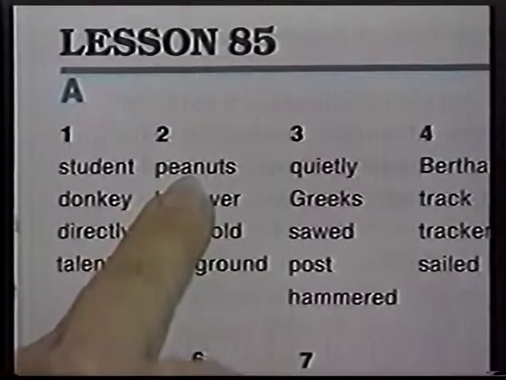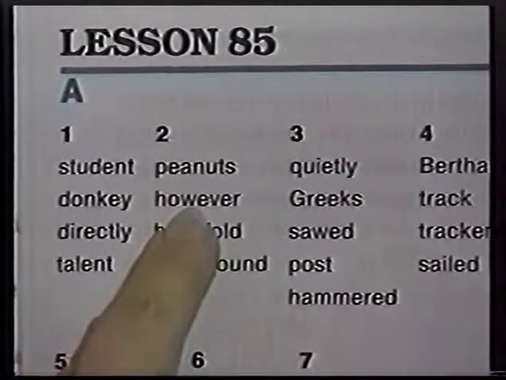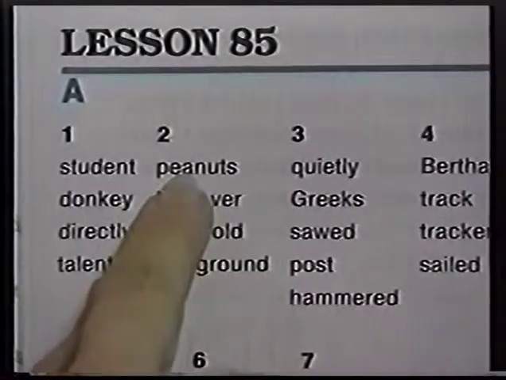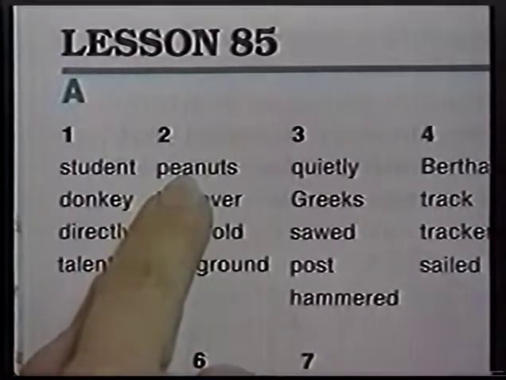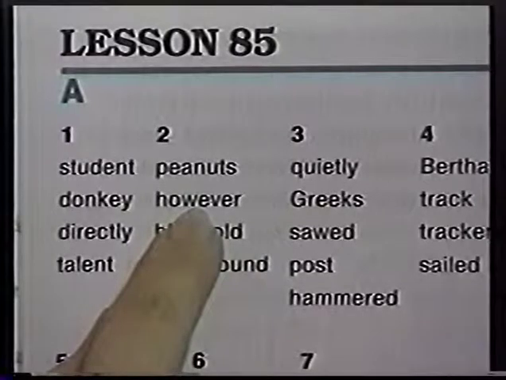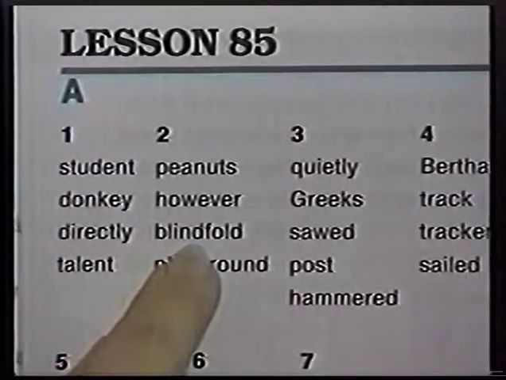Everybody, touch the first word in column 2. What word? Peanuts. Next word. What word? However. However. Say it that way. What word? However. However. Good job. Let's go back up to the top. What word? Peanuts. Next word. What word? However. Good. Next word. What word? Blindfold. Listen again. Blindfold. What word? Blindfold. Good.